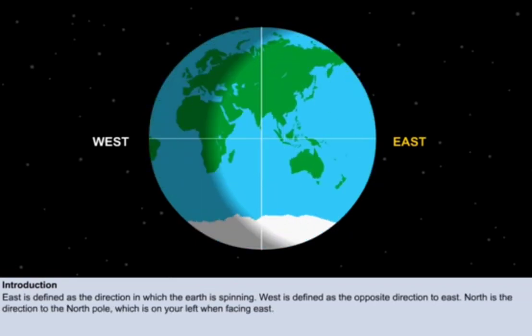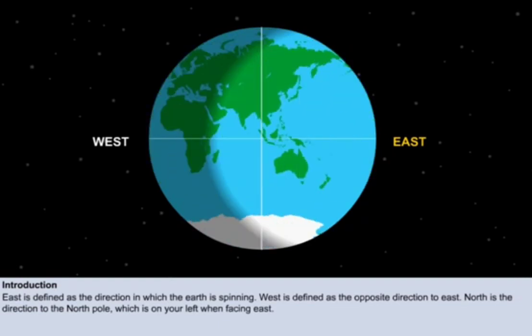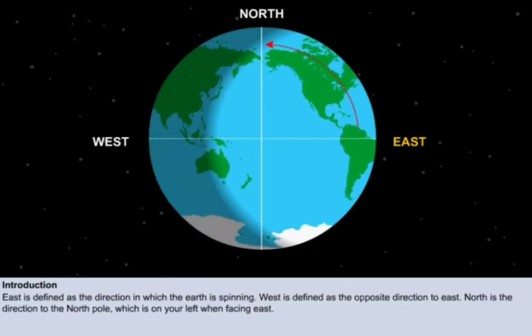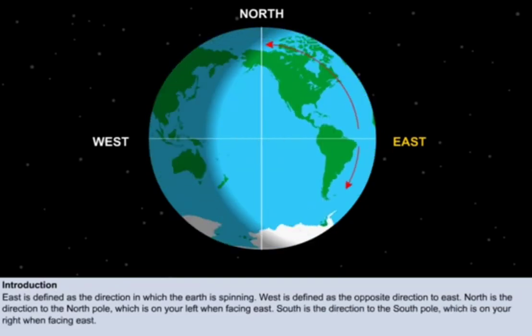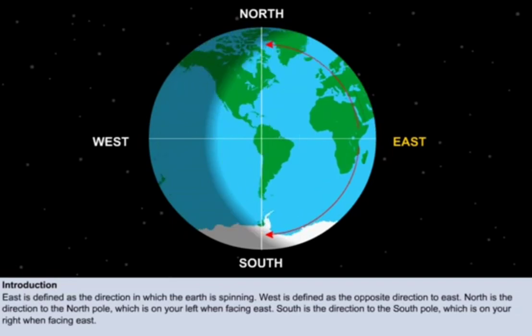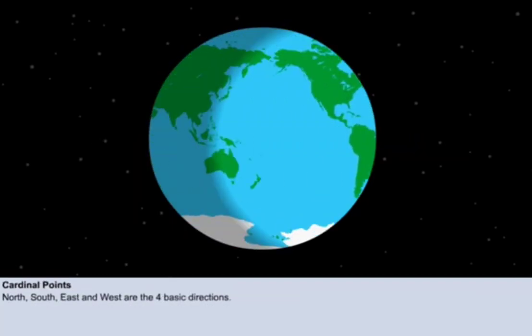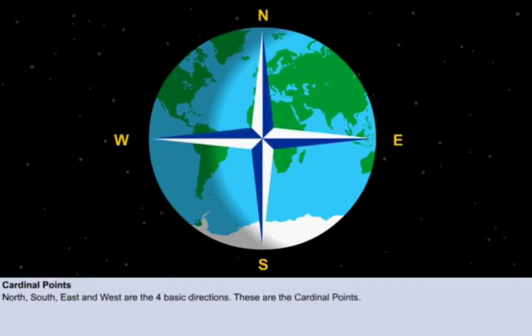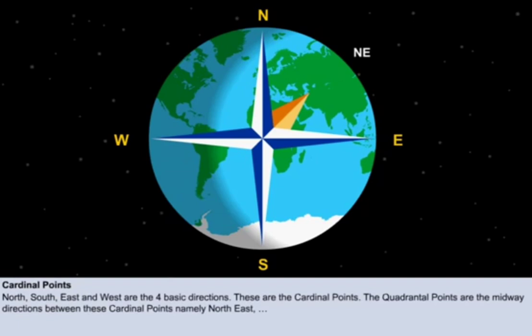We can also use the poles to define direction. When we are facing east, the pole to our left is called the North Pole, and the direction to it is north. The pole on our right when facing east is called the South Pole, and the direction to it is south. We have now defined the 4 basic directions: north, south, east, and west. These are known as the cardinal points. The intermediate points that are midway between the cardinal points are known as the quadrantal points: northeast, southeast, southwest, and northwest.